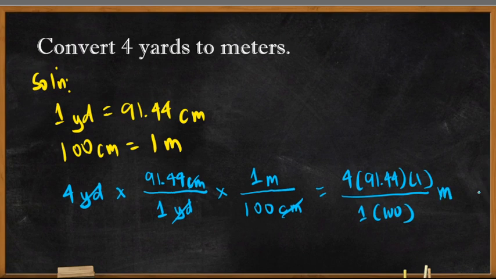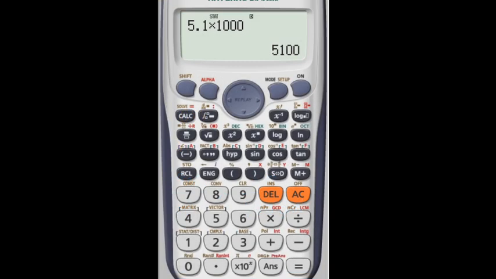Then you could input this directly into your calculator. Okay, so maybe we just share again our calculator here. So we have 4 times 91.44, then times 1, then that will be all over, in parenthesis, 1 times 100. Okay, and you'll end up with 3.6576. The unit for that is meter.